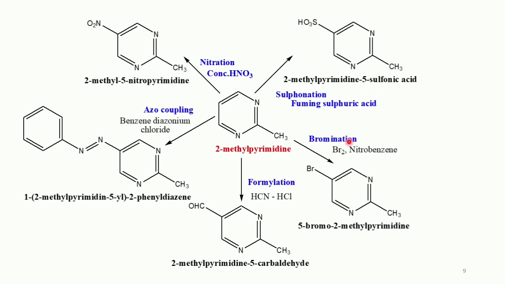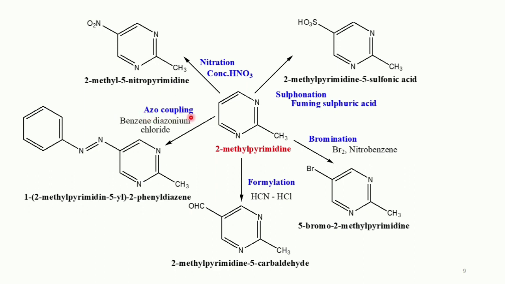In the case of bromination, 2-methyl pyrimidine reacts with bromine in the presence of nitrobenzene and gives 5-bromo-2-methyl pyrimidine, with bromine at the fifth position. Next, the formylation reaction makes an aldehyde at the fifth position, by reacting with hydrogen cyanide in the presence of hydrochloric acid. The compound is 2-methyl pyrimidine-5-carbaldehyde, with a CHO group at the fifth position.